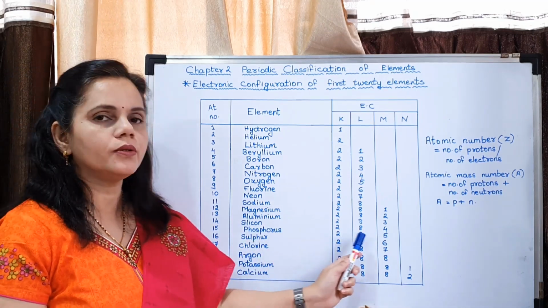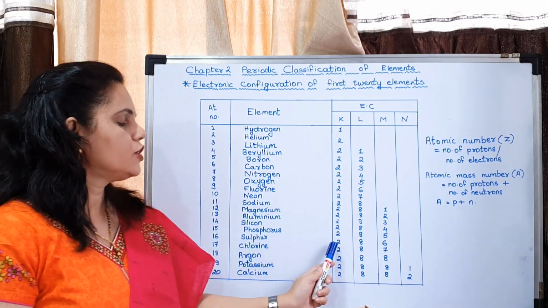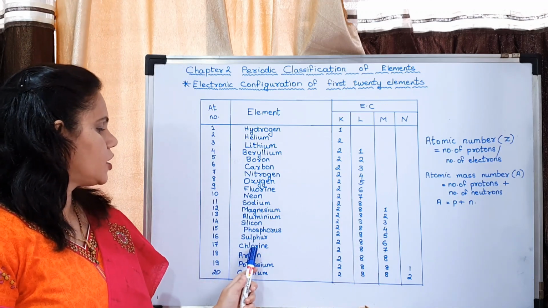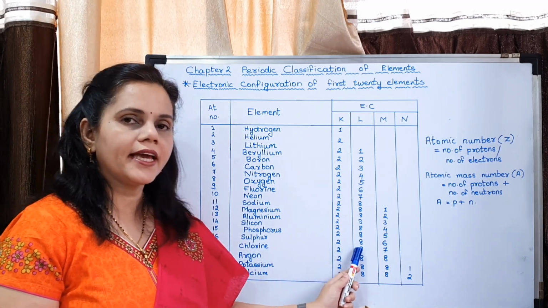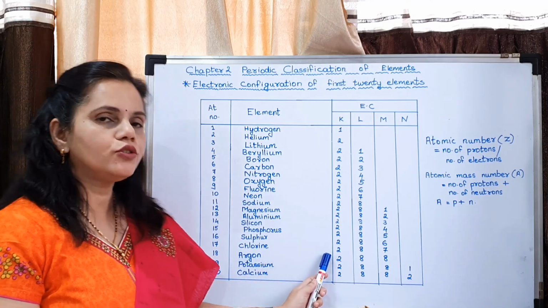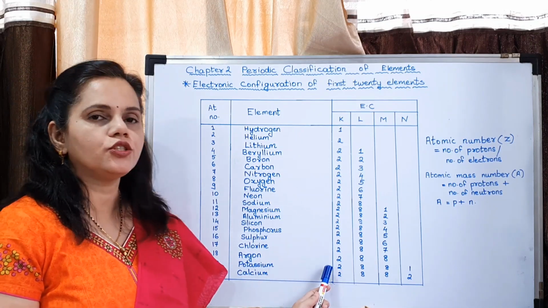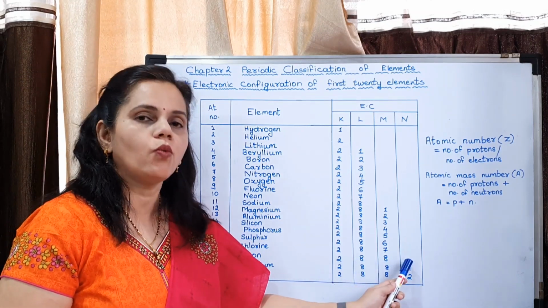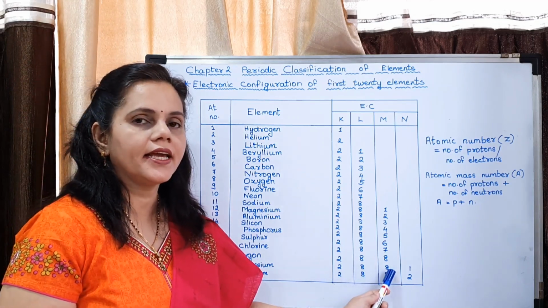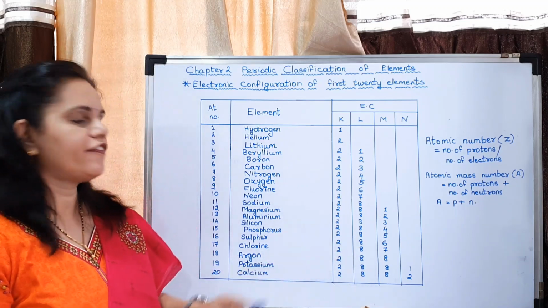Phosphorus 2 8 5. 16. Sulfur 2 8 6. 17. Chlorine 2 8 7. 18. Argon 2 8 8. For potassium it is 2 8 8 1, and for calcium it is 2 8 8 2. There is a rule for the elements after 18.